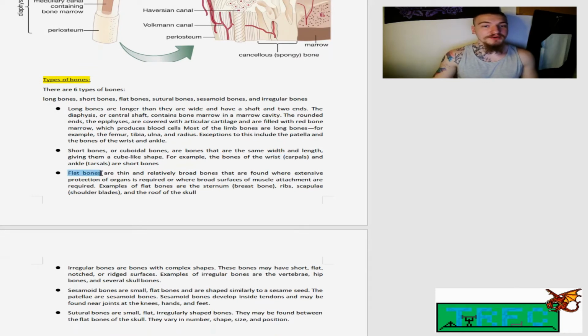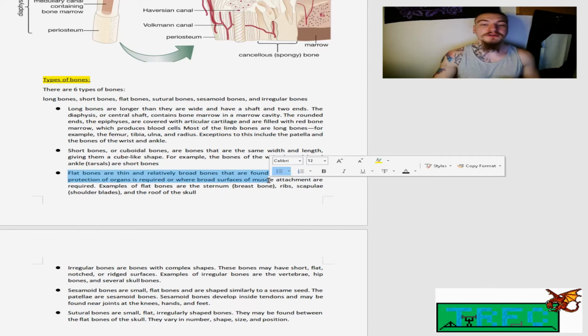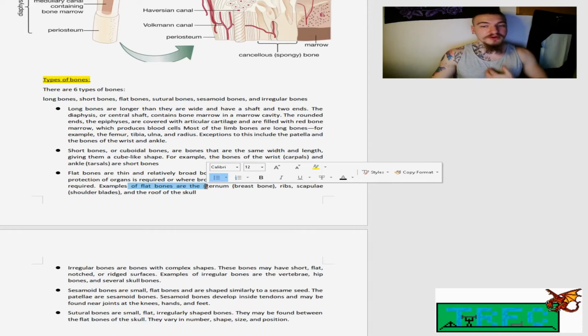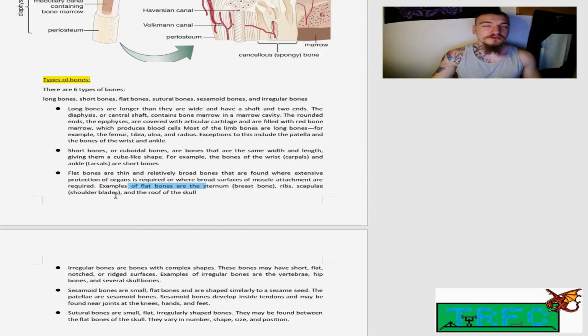Thirdly, we've got flat bones. Now these are thin and relatively broad bones that are found where extra protection of organs is required, or where broad surfaces for muscles need to attach. Examples of flat bones are the sternum or the breastbone, the ribs, the scapula, and the roof of your skull. Those are all flat bones.